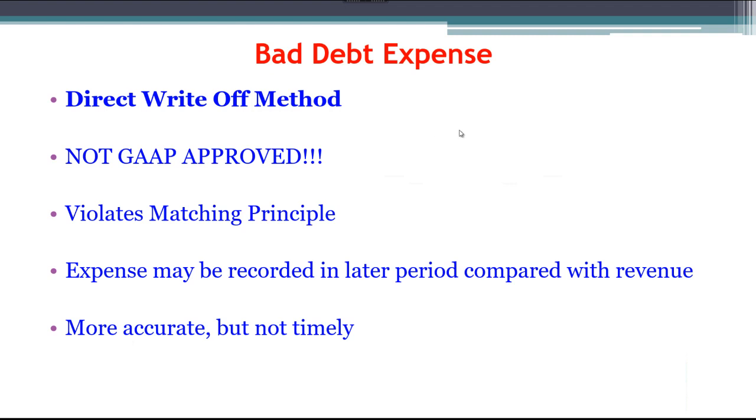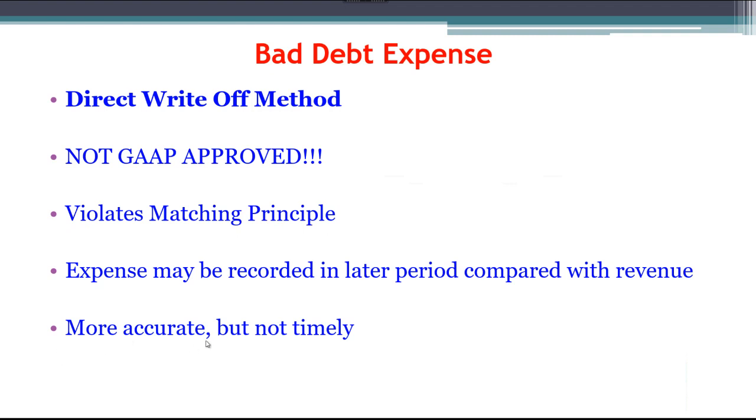Now, the problem with the direct write-off method is that it's not GAAP approved. It violates the matching principle, and the reason is that in our example, we went from July all the way to October before we found out this customer was not going to pay, before we recorded a write-off. Now, that might be in the same year, but let's say we have a sale in October and we don't write it off until January or February. Now, all of a sudden, we've potentially crossed over into another period. We've recorded revenue in one period, and the expense related to that revenue was not recorded until the next period. So that violates the matching principle. We don't want that to happen.